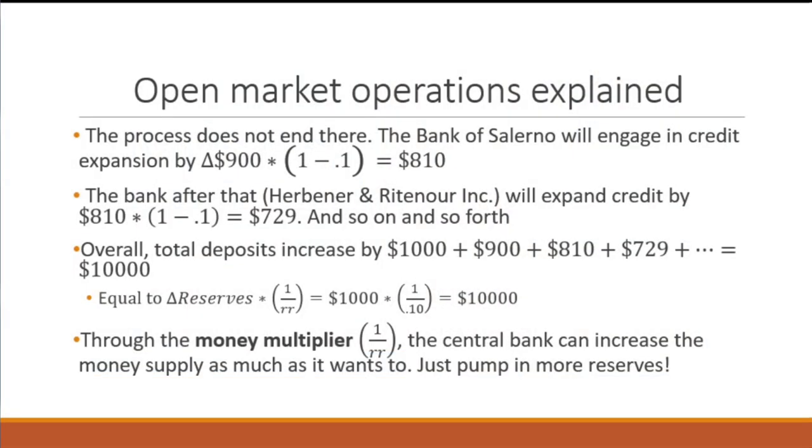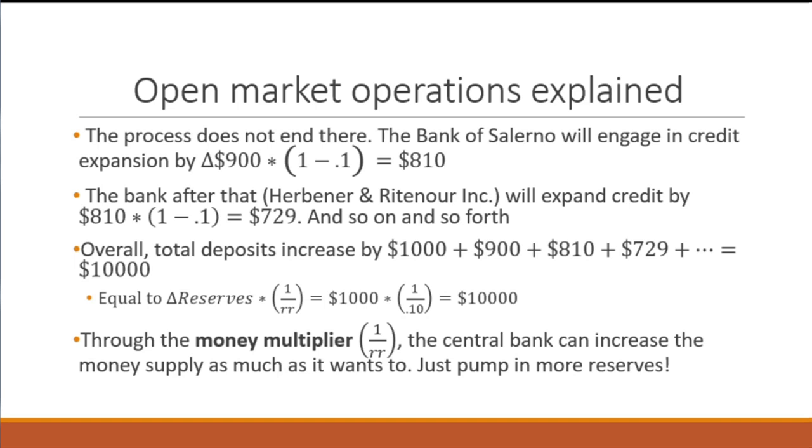It technically is increasing by smaller and smaller amounts until the overall increase from that $1,000 of open market purchases is $10,000. And how we get that $10,000 is the formula: change in reserves times 1 divided by the reserve ratio. Okay, so it's 1,000 times 10, 10,000. So the overall money supply will increase by $10,000.